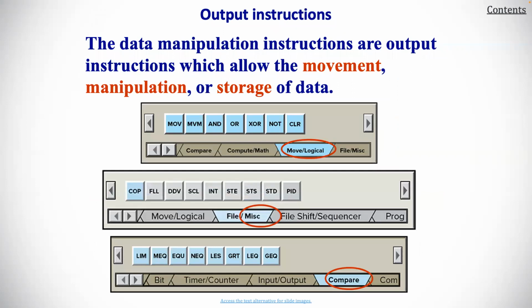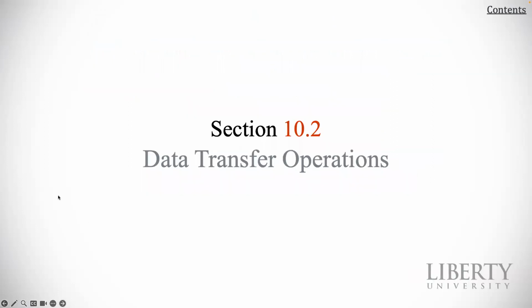The data manipulation instructions are output instructions which allow the movement, manipulation, or storage of data. So we can see how these various things are laid out in the way that the GUI is generated for the tools that are considered in the textbook.